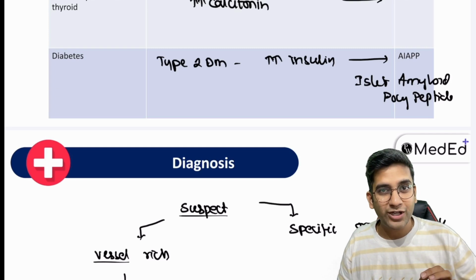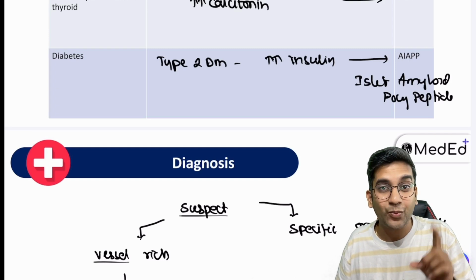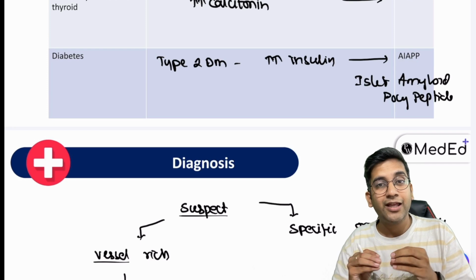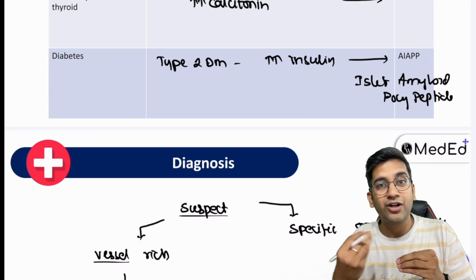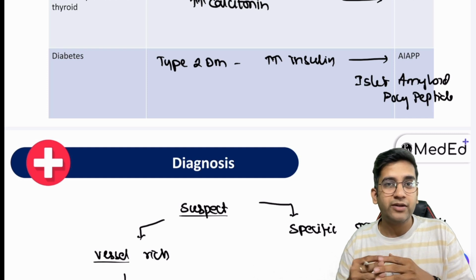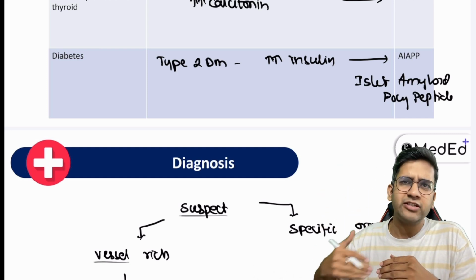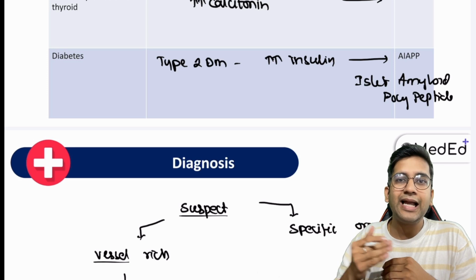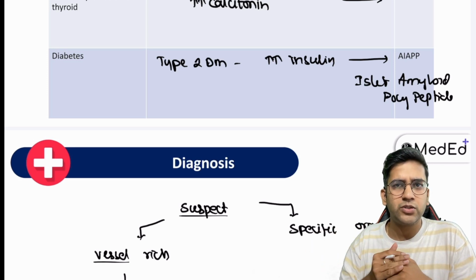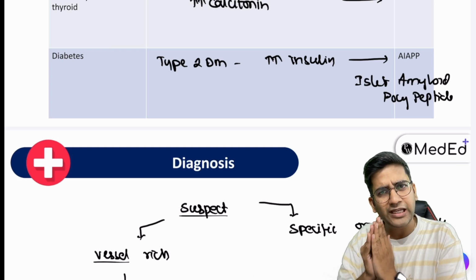Diabetes, type 2 diabetes, there's lots and lots of insulin, only in type 2. In type 1, it'll be the opposite. When more insulin is produced, the breakdown product C peptide will be there. One of the peptides will be getting deposited whenever there's an overproduction of insulin, resulting in islet amyloid polypeptide. This is a type of localized amyloidosis seen only in pancreas, right?